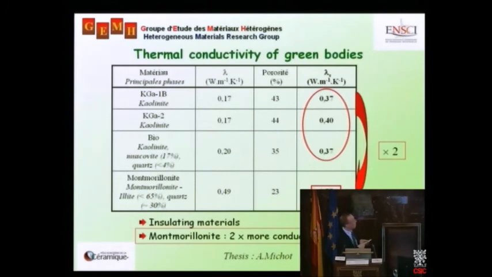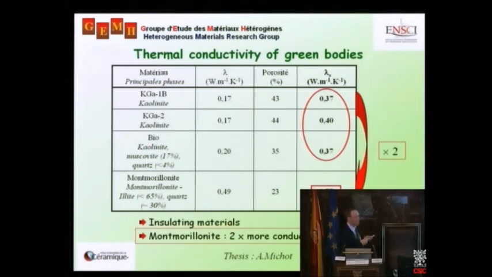Here are our measurements of the thermal conductivity on the pressed powder compacts at room temperature. The first thing that we've done is we've measured directly the thermal conductivity. So we have values which are very low, 0.17, 0.2, and then 0.5 in montmorillonite. These materials had rather high porosities.